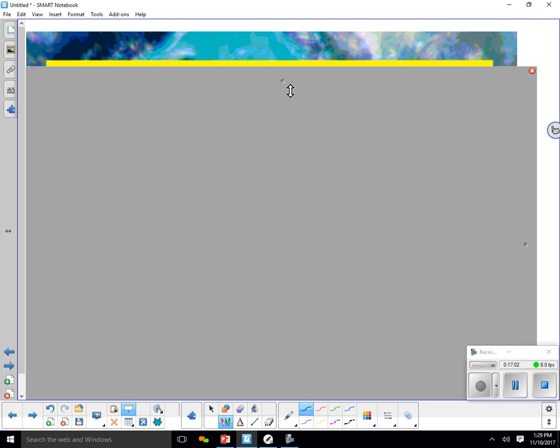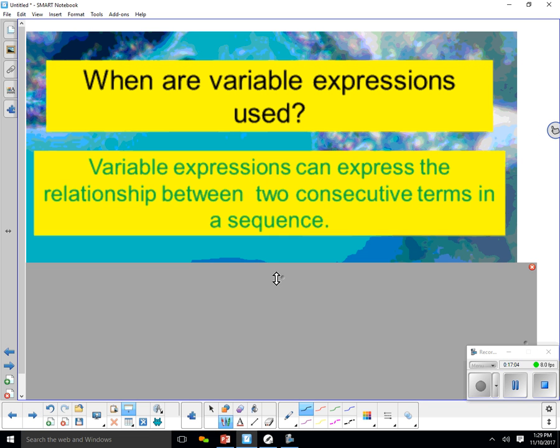Okay? So it's the rule to making our pattern. Now, when do we use a variable expression? A variable expression can express the relationship between 2 consecutive terms. Okay? We're going to use it to express the relationship between 2 consecutive terms.